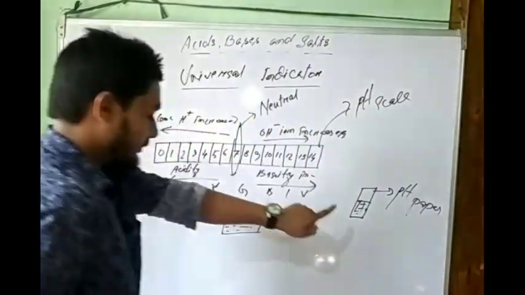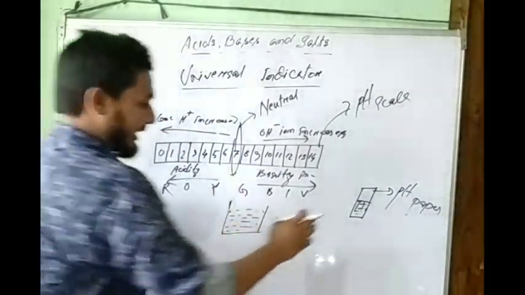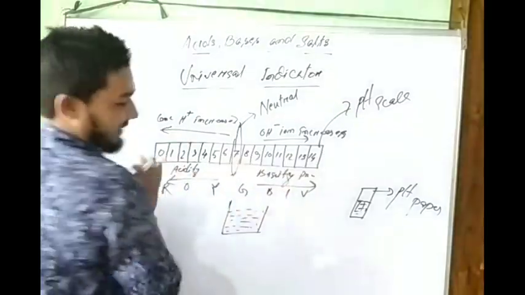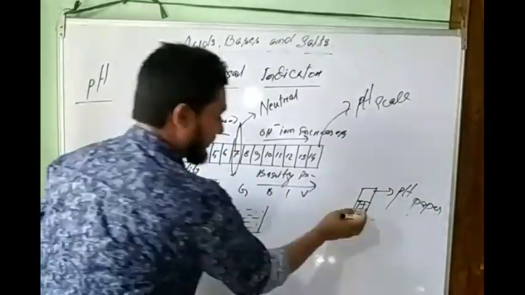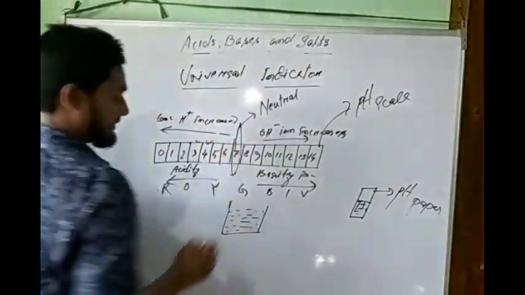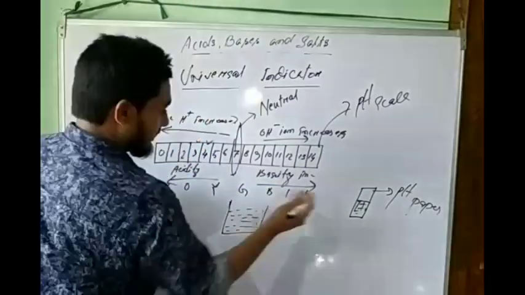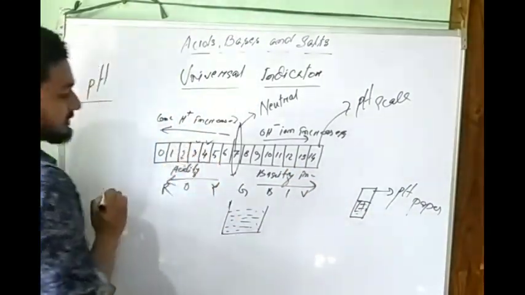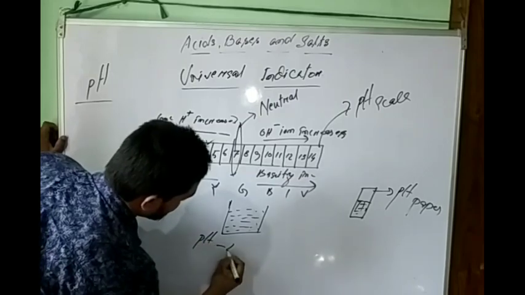You will have to compare the color that appeared after dipping the pH paper into the solution with the colors of the different segments. Now, with which segment will the color of your pH paper match? Suppose the color of your pH paper matched with this one. That means the pH of this solution is 4.